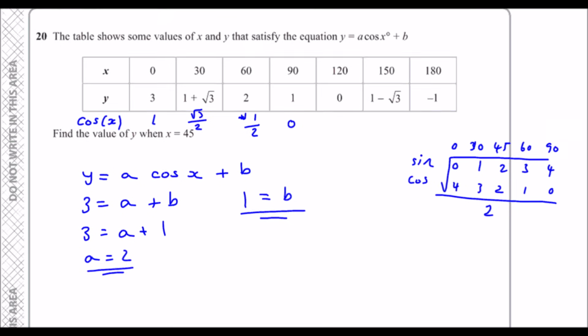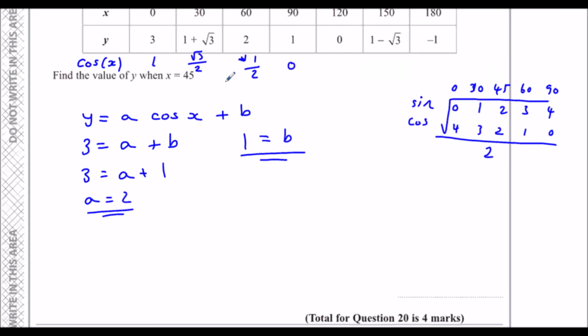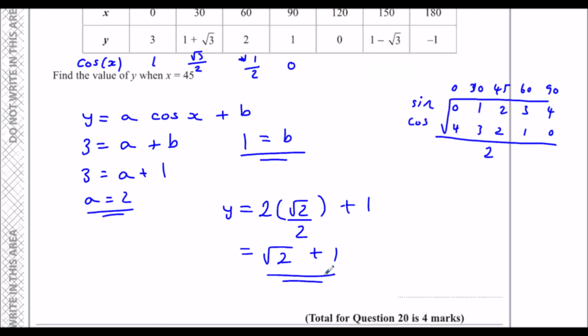So the question says, find the value of y when x equals 45. So y equals 2 times cos x plus 1. And cos 45 is root 2 over 2. So root 2 over 2 times 2 is root 2, and we've got plus 1. So y is root 2 plus 1.